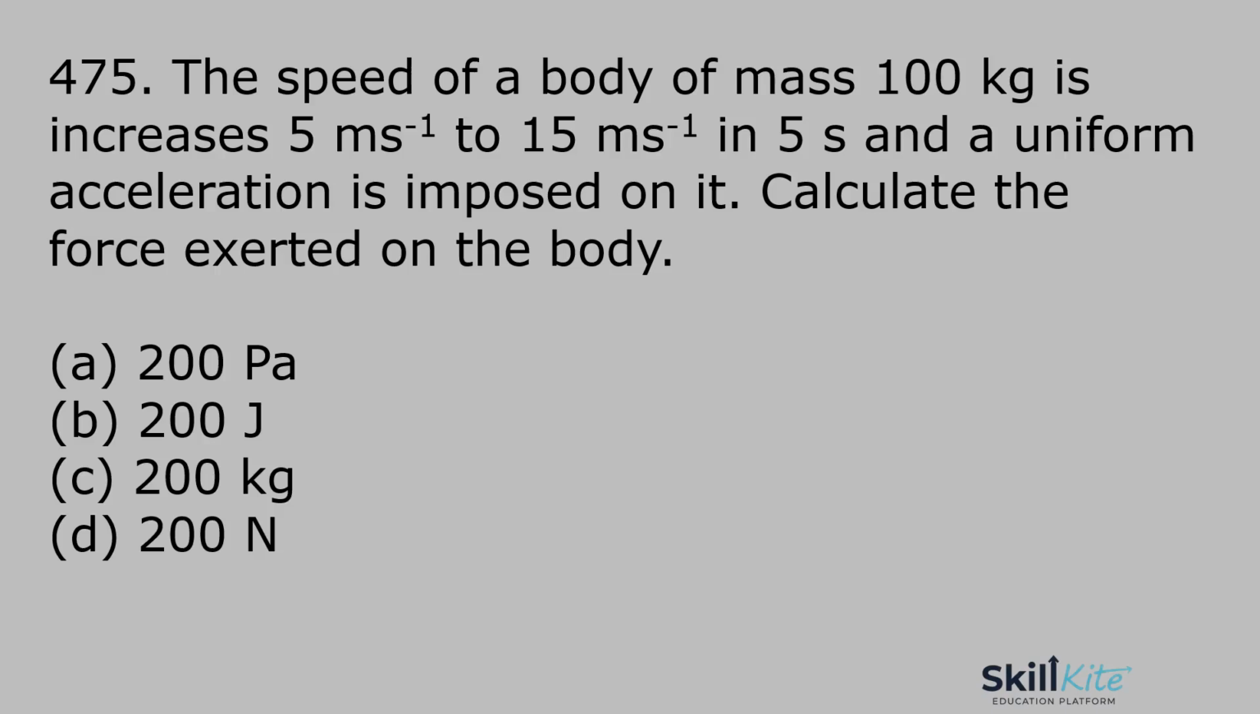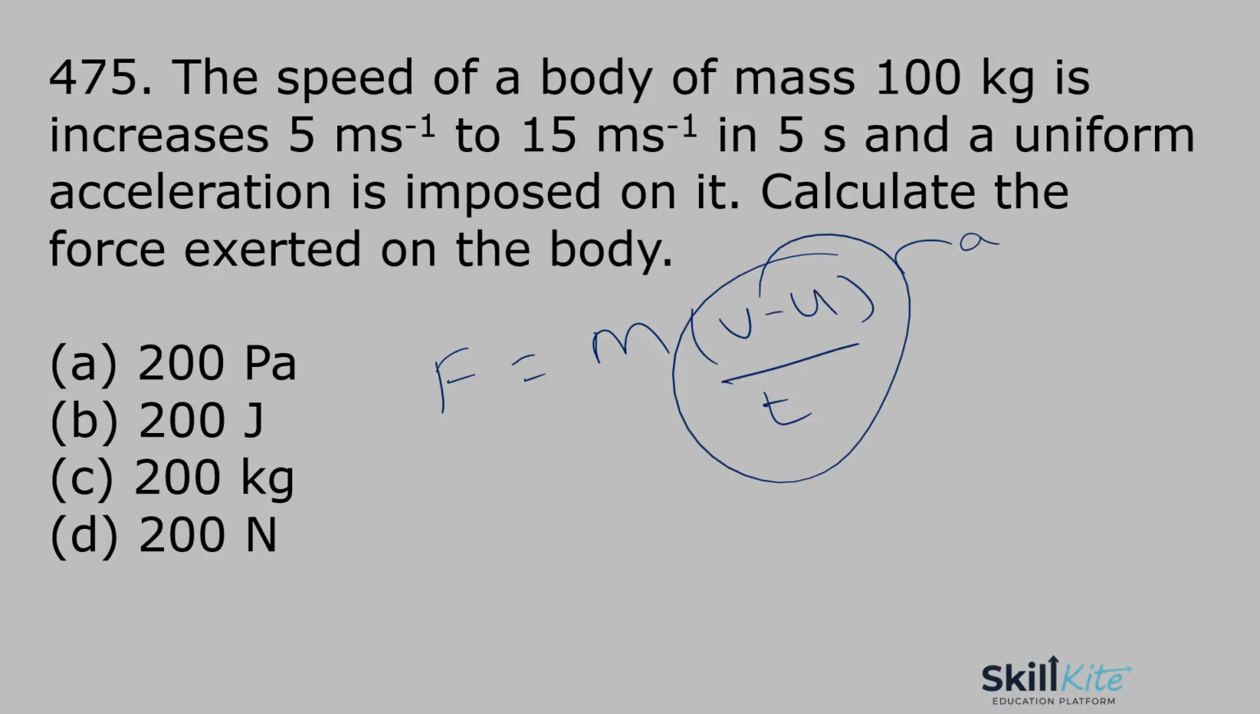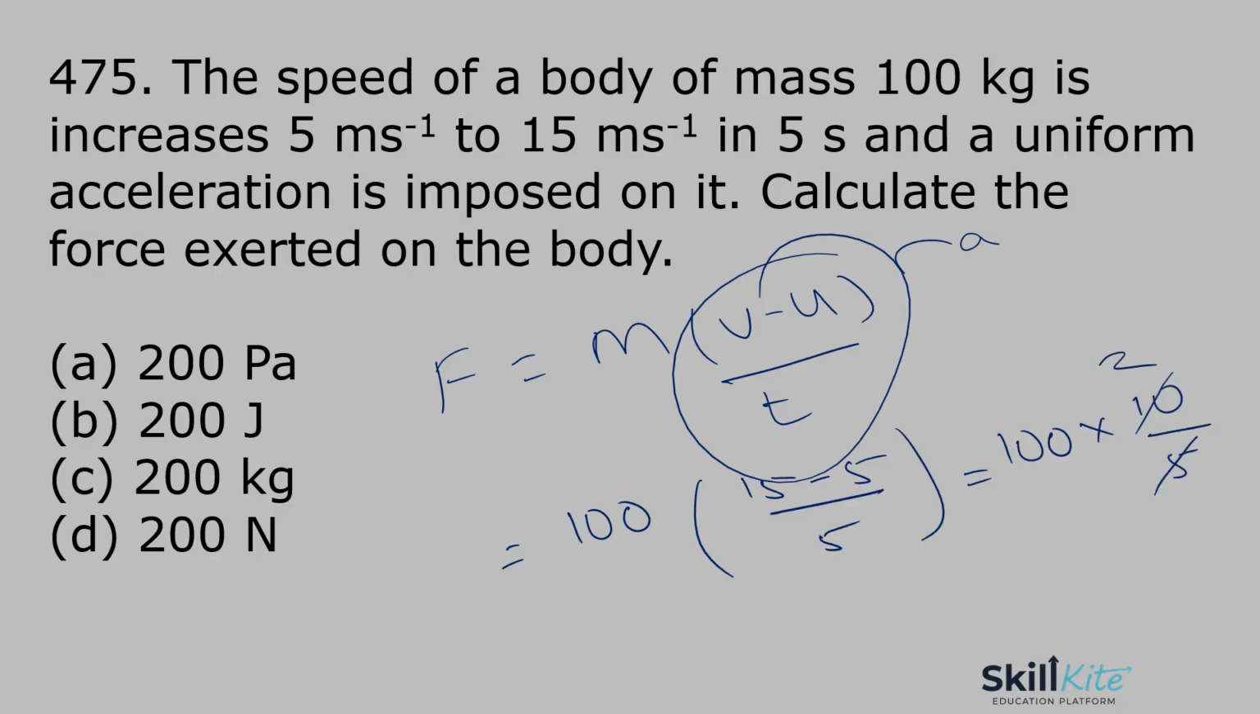So we have discussed, F equals mass into (V minus U) by T. So this can be considered as acceleration. Okay, so mass is 100. So V 15 minus 5 by T is 5. So 100 into 10 by 5. Okay, it is around 200 newtons. Okay, option D.